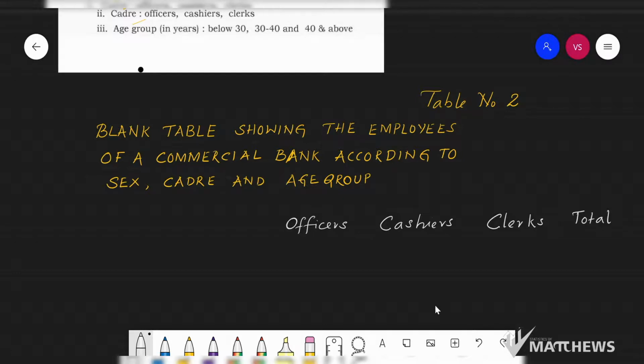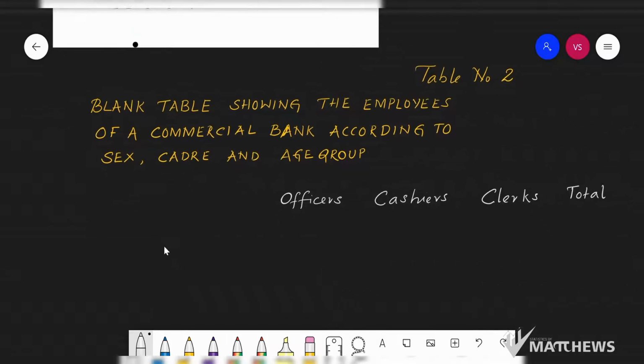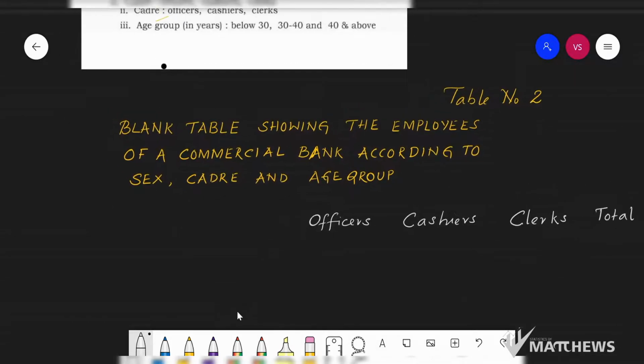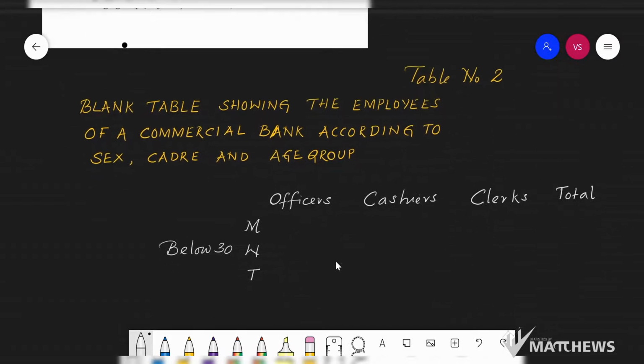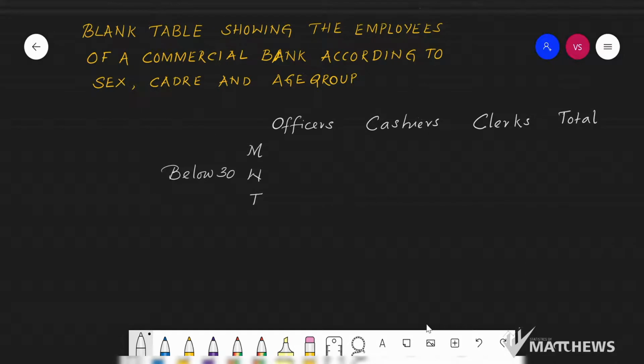Okay. So next one. Here, age group. What are the age groups? Okay, so I will take this as age group. Below 30. So below 30, first subdivision male, next subdivision women, the next would be total. 30 to 40, the next would be age group 30 to 40.